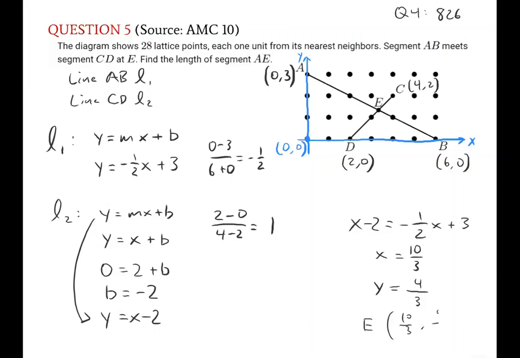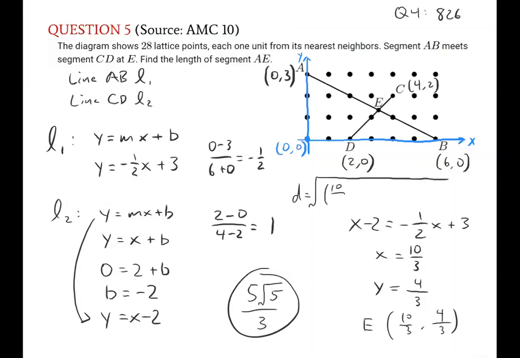So now all you have to do is use the distance formula to find the length of AE. Since I'm running out of time, basically the answer is 5 root 5 over 3. And I'm going to write the distance formula real quick. That's 10 over 3 minus 0 squared plus 4 over 3 minus 3 squared.